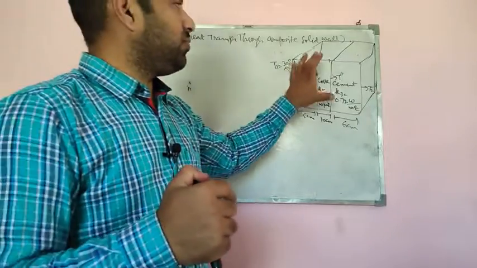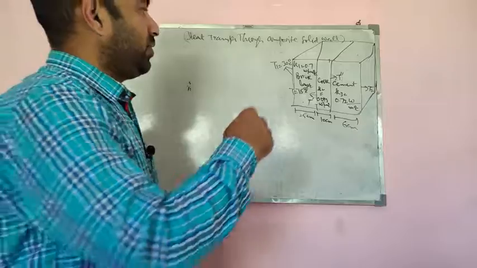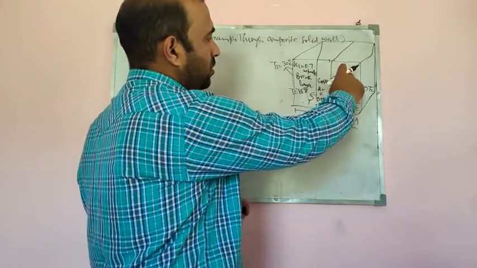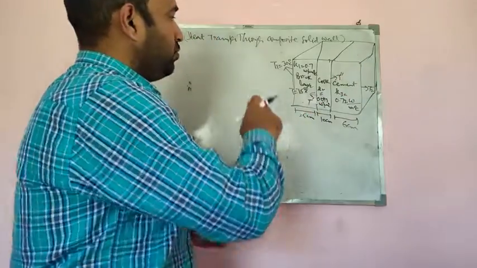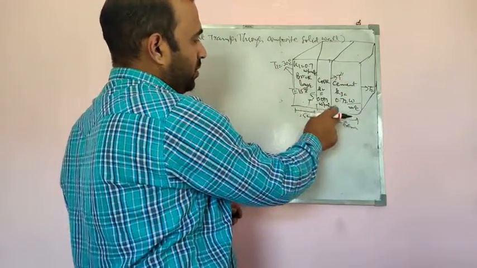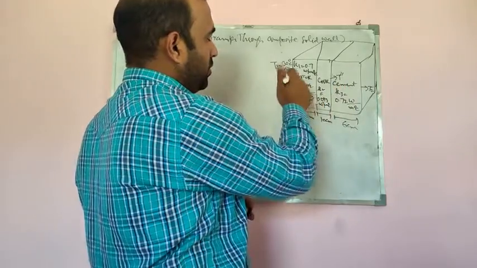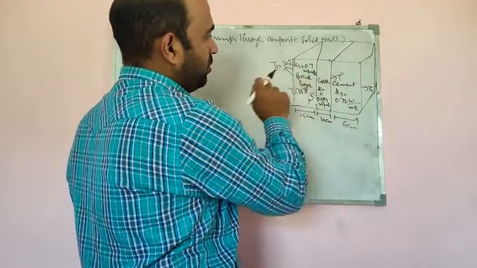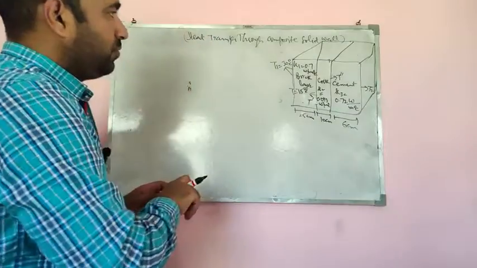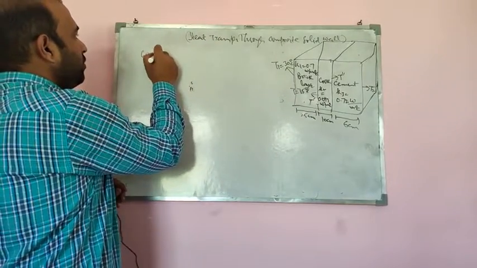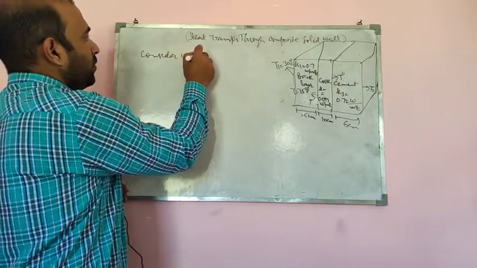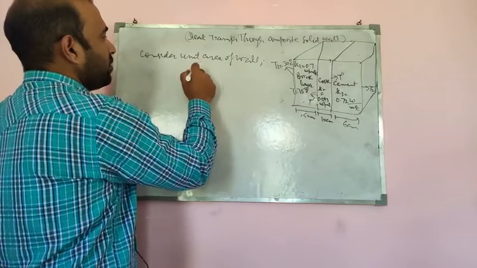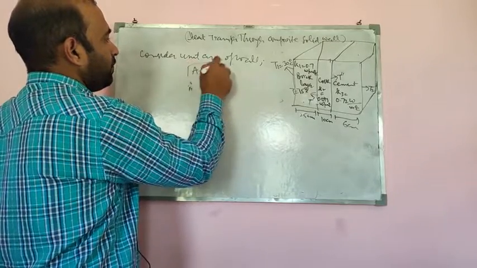So here you can see we have a solid composite wall made up of three different layers: a brick layer, then the middle cork layer, then the inner cement layer. These three materials have different thicknesses and different thermal conductivities, and the outer surface temperature is given. T1 is 30 degrees Celsius and the inner temperature is 15 degrees Celsius. First, we will consider the unit area of the wall, that is, A is equal to 1 meter square.